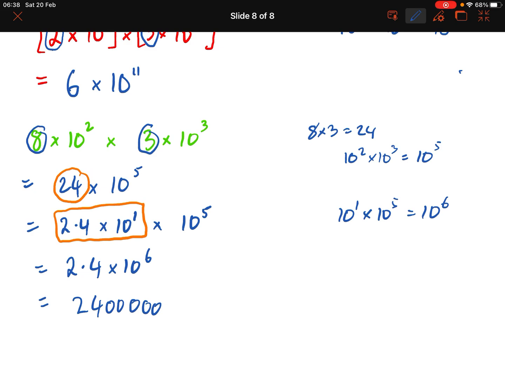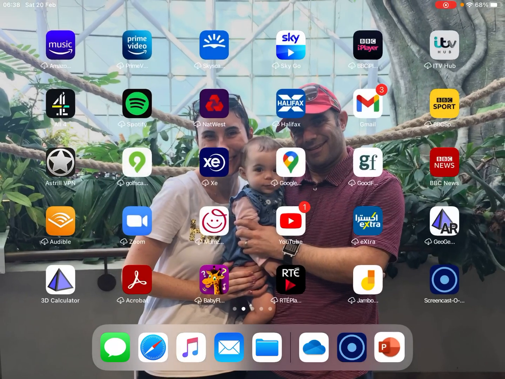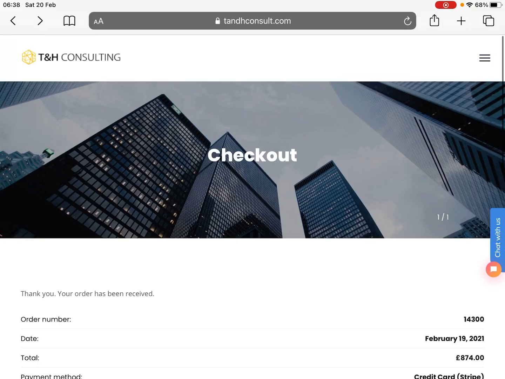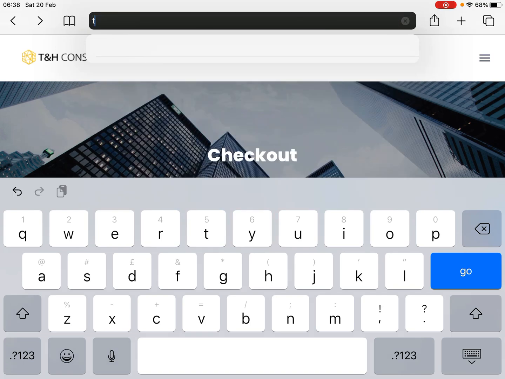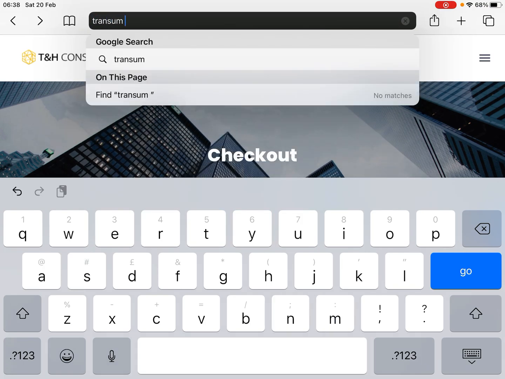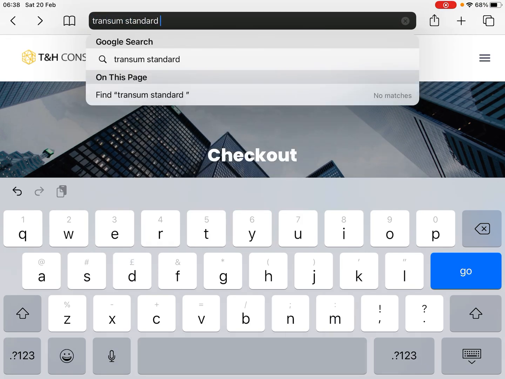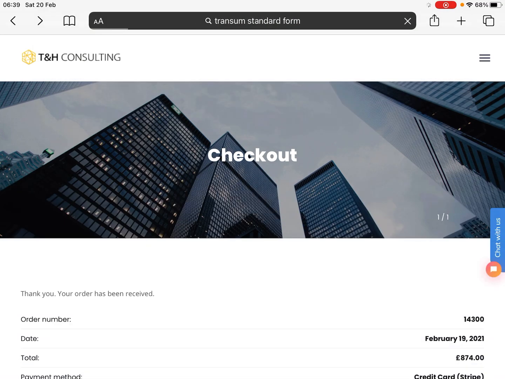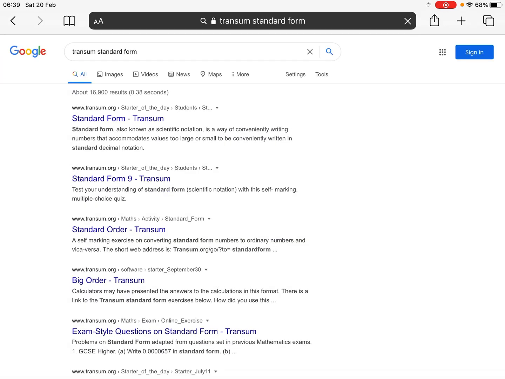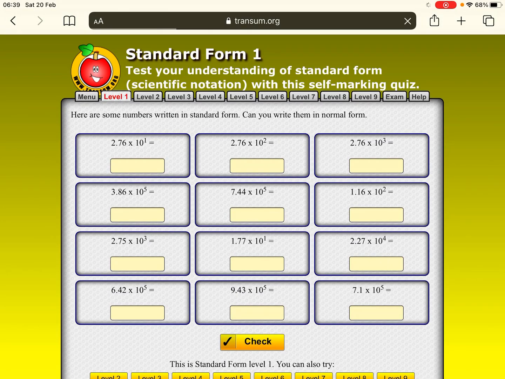Okay? So here is what you're going to do now for the remainder of this lesson. You are going to go to a website, looks like this, Transum Standard Form. The link for this website is in a Firefly task. So just look in the Firefly task and you will find this link straight away. So you don't need to do what I did, okay? But you're going to have a go at these questions here.